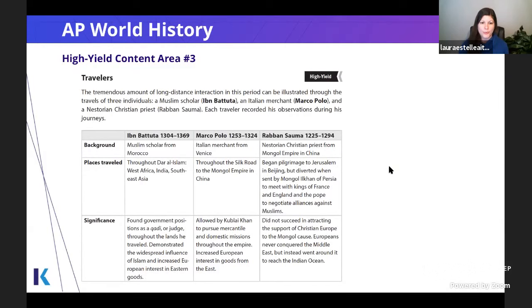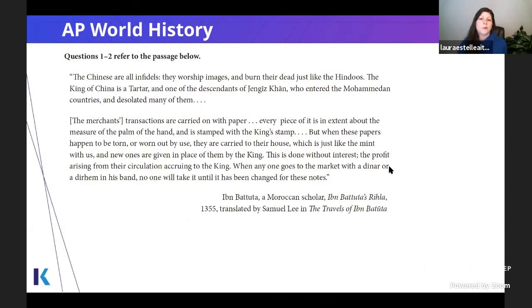We've got information. What does it look like in a question? Well, you know what? It's all stimulus based. So first thing we do, we take a look at this document. So go ahead and take 1 minute to read this document.